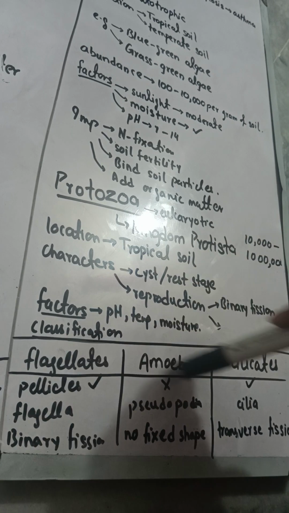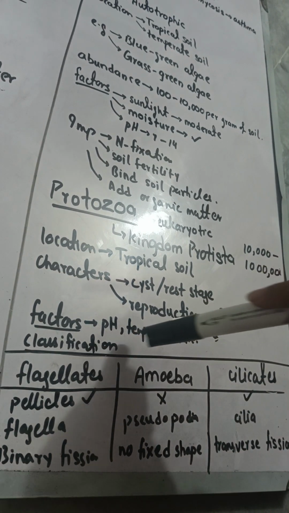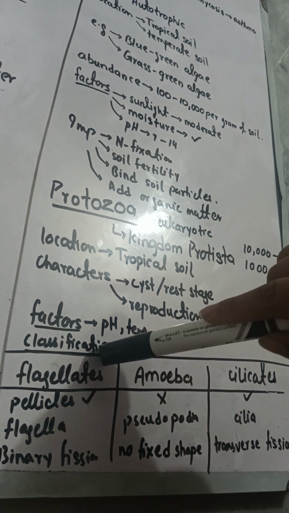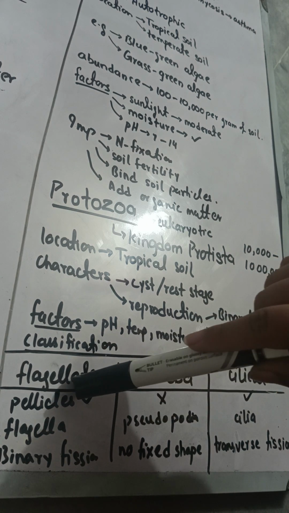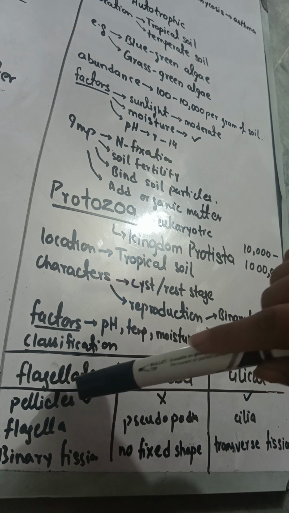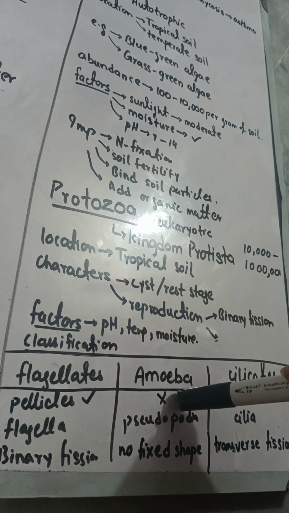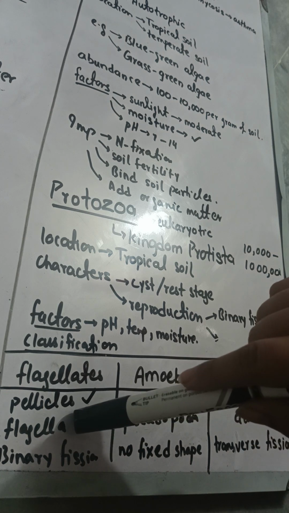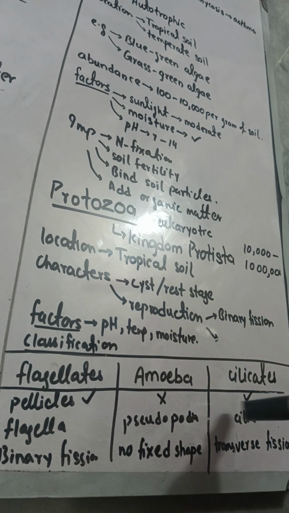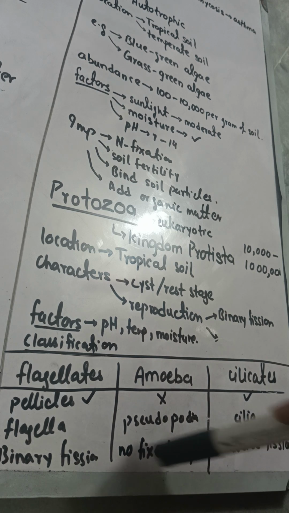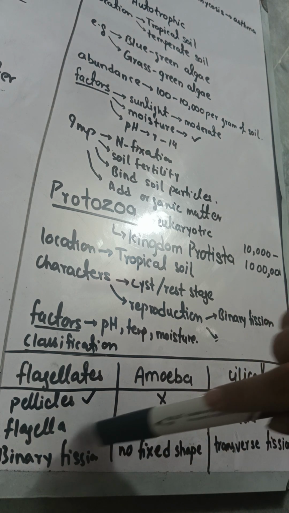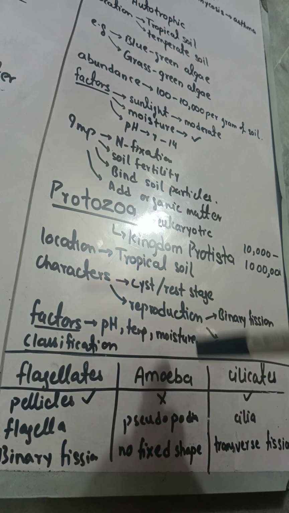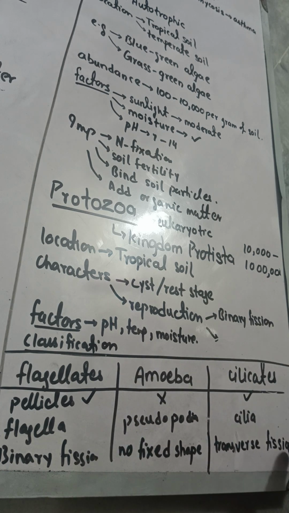There is a classification of protozoa into three classes: flagellates, amoeba and ciliates. Flagellates have flagella for their movement, and they contain an outer layer called the pellicle, so they have a fixed shape. Amoeba don't have a pellicle or outer layer, so they have no fixed shape, and ciliates have a pellicle around them. Their locomotor projection is flagella in flagellates, pseudopodia in amoeba, and cilia in ciliates. How do they reproduce? Flagellates reproduce by binary fission, amoeba also reproduce by binary fission, and ciliates reproduce by transverse fission.